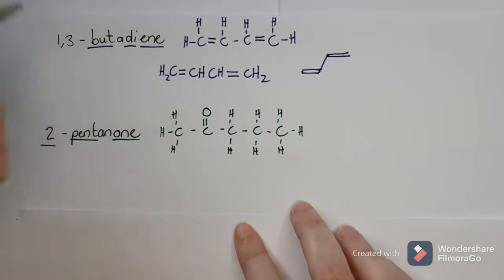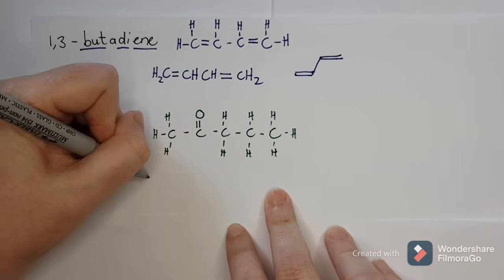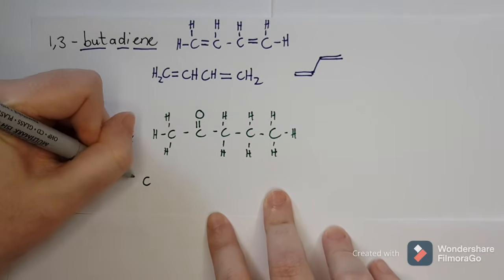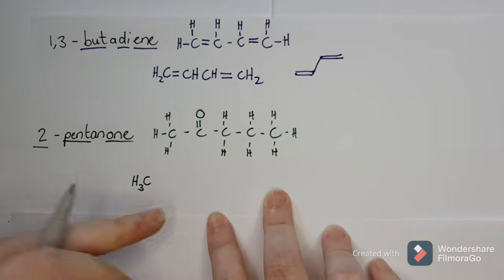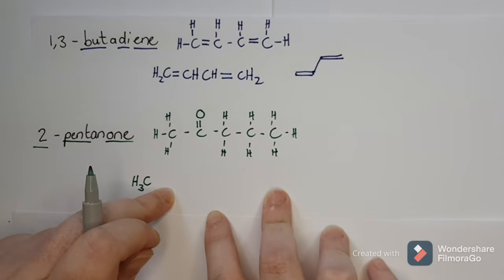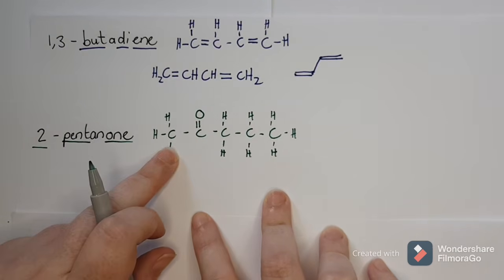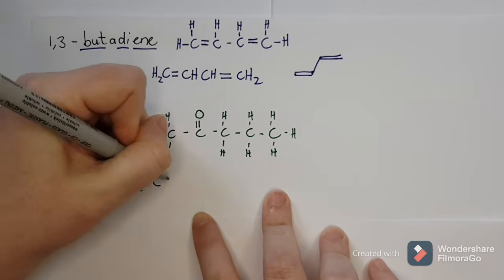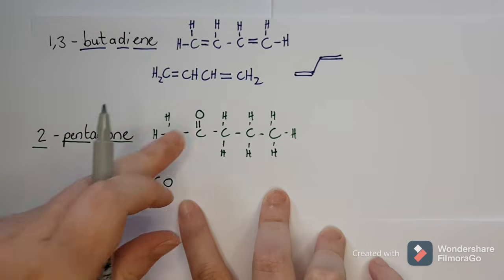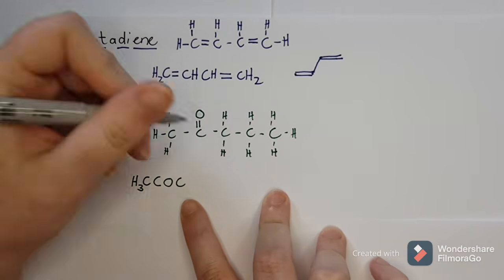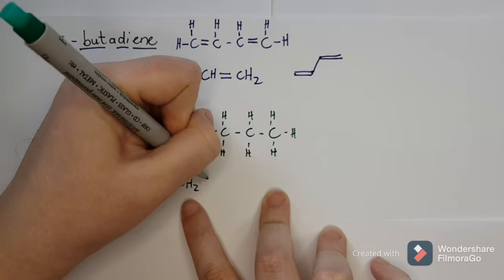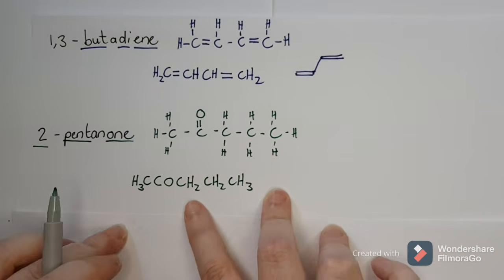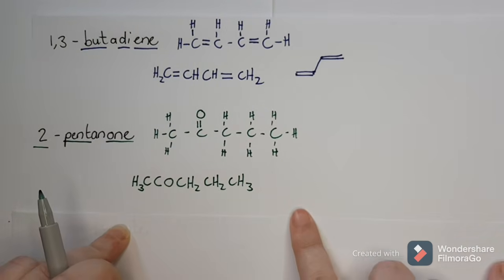Now to write that as a structural formula, I've got C with 3 H's. Just like there, the most correct way to do it is to put the H's on this side, but you won't be penalized if you put them on the other side either. So there's C with 3 H's, then I've got a C, which is attached to an O, which is then attached to another C, which has 2 H's, C with 2 H's, and C with 3 H's. So there is our structural formula.